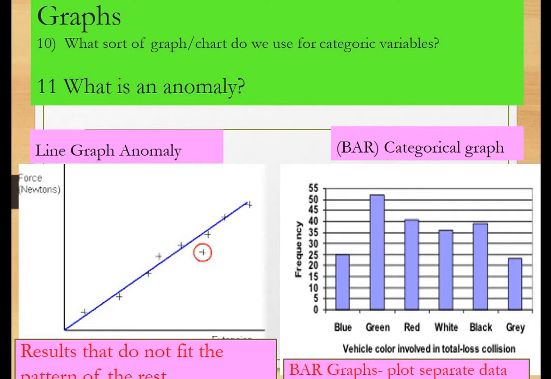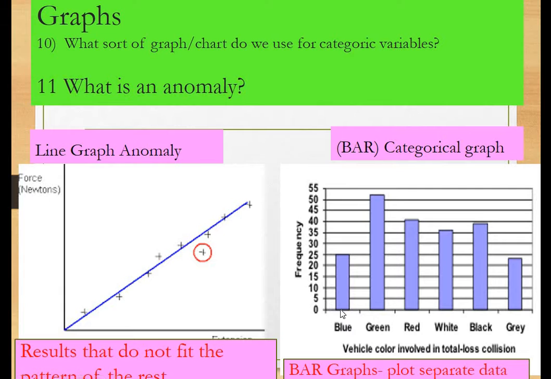Right, question 10 was asking you which graph do we use for categoric variables. So here are different colors of cars. These categories are all separate. None of them are linked to each other. For example, this one could have been about meters, and it could go 10, 20, 30, 40, 50 meters. It was all one category. But here we have different categories. And so we use bar graphs to draw the graph.